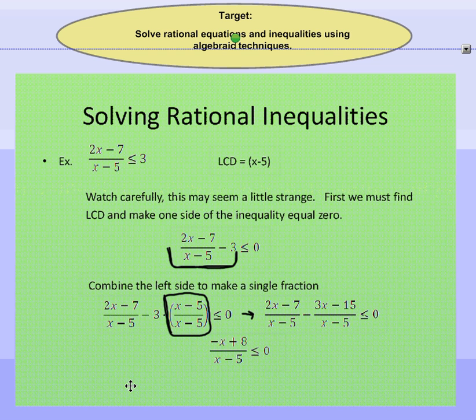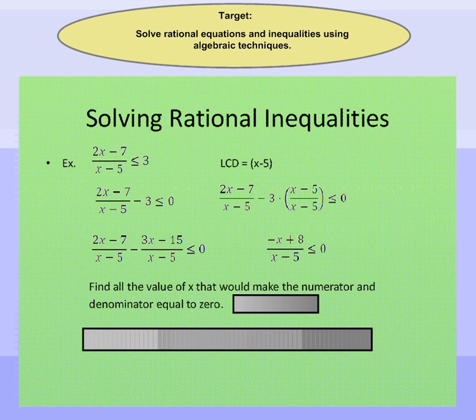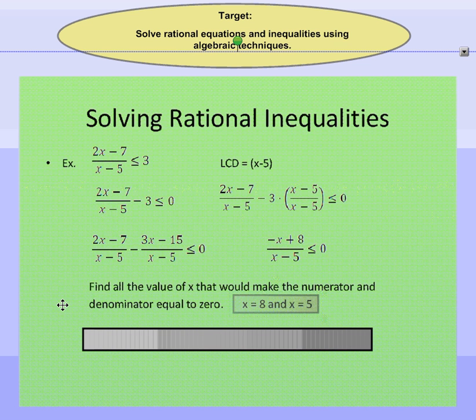Again, I'll re-emphasize the points. Get one side of the inequality to 0, doesn't matter which side, combine the other side into a single fraction. Okay, once we've done that, we are going to identify the numerator zeros and the denominator zeros. Okay, meaning we're going to identify what values of x will make the numerator equal to 0 and what values of x will make the denominator equal to 0. 8 will make the numerator equal to 0. 5 in this case will make the denominator equal to 0.